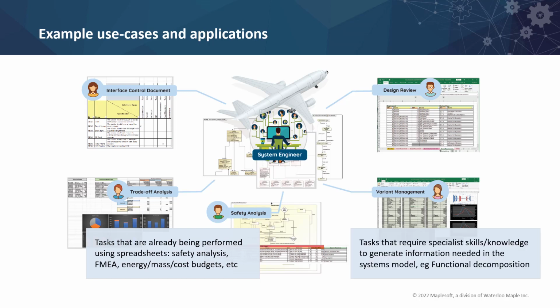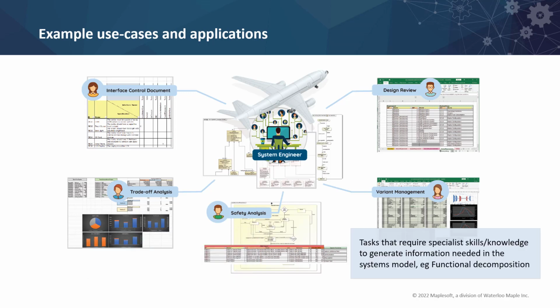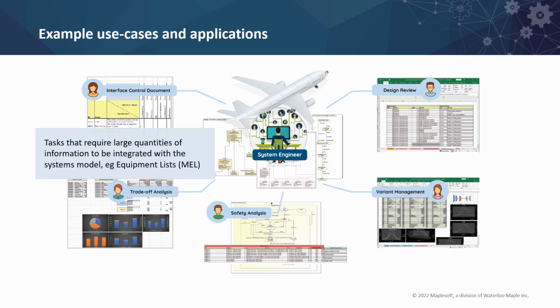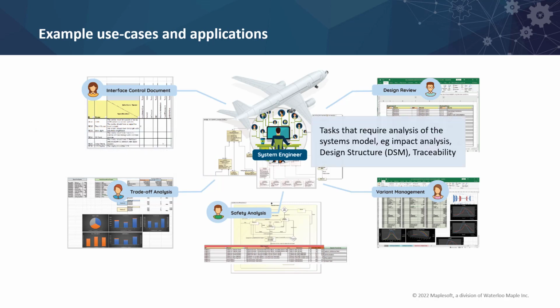It can be used for tasks that require the specialist skills and knowledge of the SMEs, for example, to decompose high-level elements into detailed elements that can be designed and validated. A good example of this would be functional decomposition, which we'll see in the demo in a moment. And then there are tasks that require the integration of large quantities of information, such as equipment lists. This becomes much easier and quicker than importing them into a systems modeling tool. And even the systems engineer can find MapleMBSE very handy for performing structural analyses of the model or impact and traceability studies.